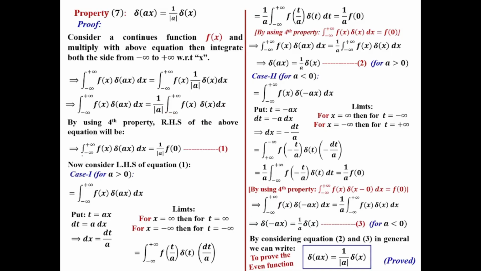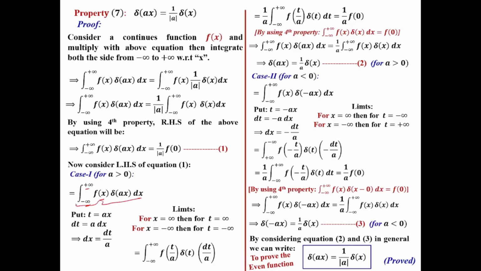Now consider the LHS of equation number 1. First we are going to consider that a is a positive quantity, and here a can be a number or a fraction itself, like 2, 3, 4, 1 by 2, 1 by 5. First, in our case 1, we have to prove by considering a as a positive value, which may be a number or a fraction. So, integral from minus infinity to plus infinity of f(x) delta(ax) dx.